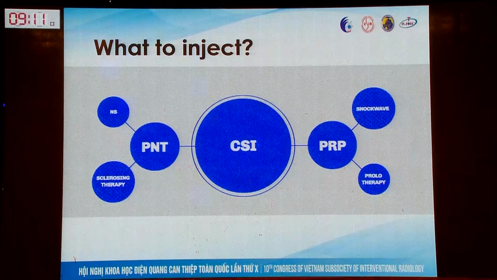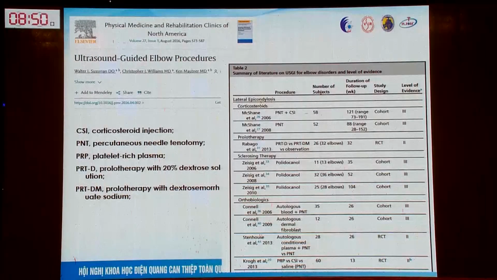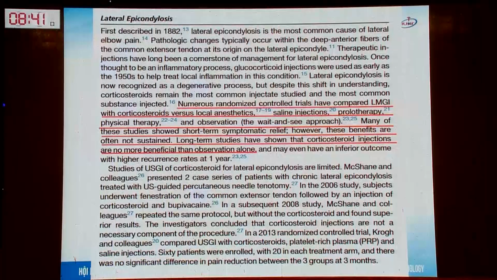The second problem is what to inject. There are lots of options. When it comes to the injection agent, maybe the most common is corticosteroid injection, but we have other options like PRP, prolotherapy, or even sclerosing therapy. Actually, we have lots of articles comparing the effects among all these medicines. But there are so many articles that you can see them later.